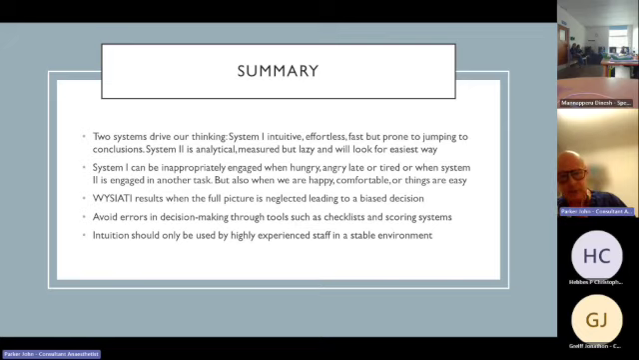What you see is all there is. WYSIATI results from the full picture not being there and being neglected, and it leads to a biased decision. Errors in decision-making can be reduced through tools such as checklists and scoring systems, which just mean you take a second to think about things before making a decision. Intuitive thinking should only be used by highly experienced staff in a stable environment, and properly backed up afterwards by System 2 thought and checking.